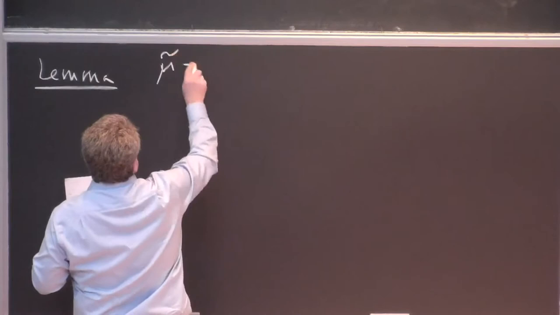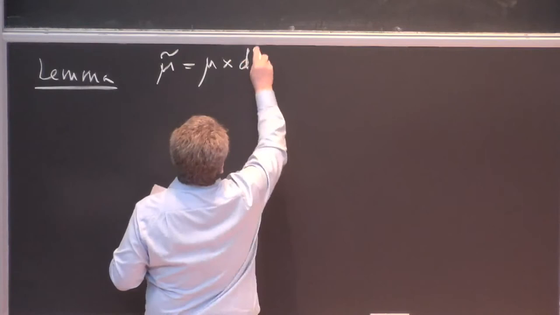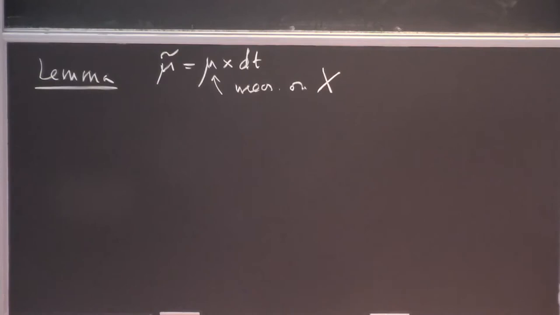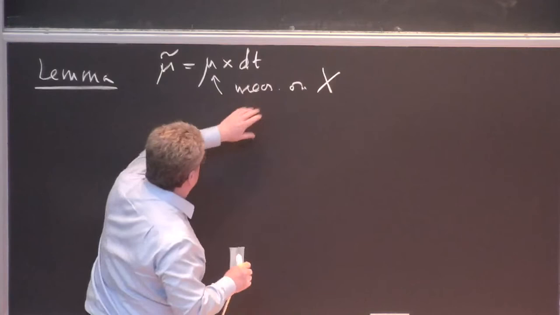So let mu tilde be some measure on the manifold X times dt. So this is a measure on X. Anything. There's no condition here that we have an invariant measure. And this is just a dt measure on R. So this is a measure on R.